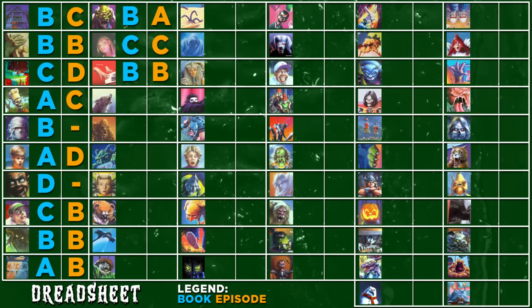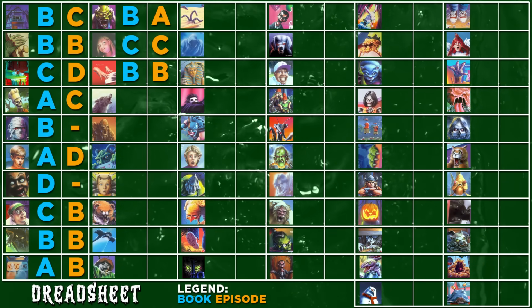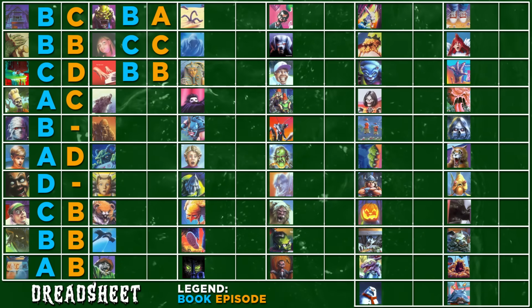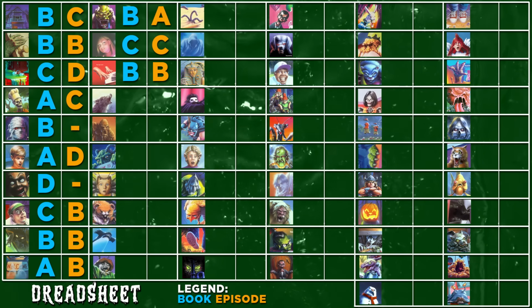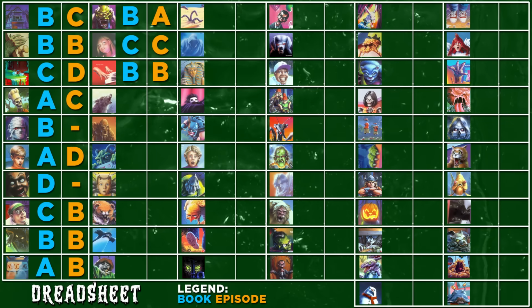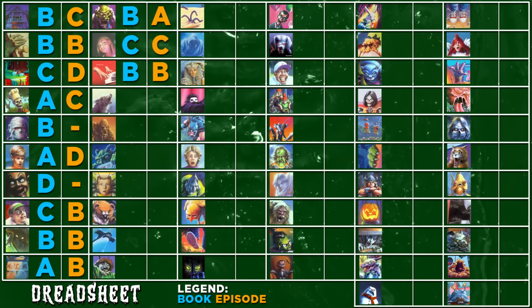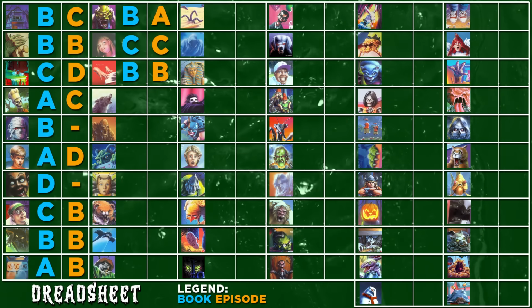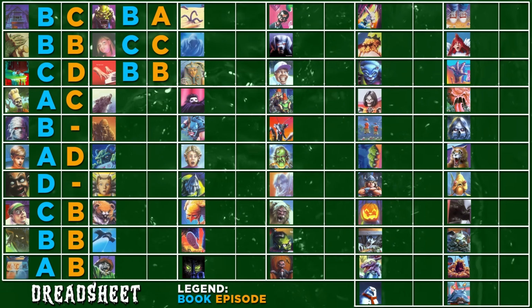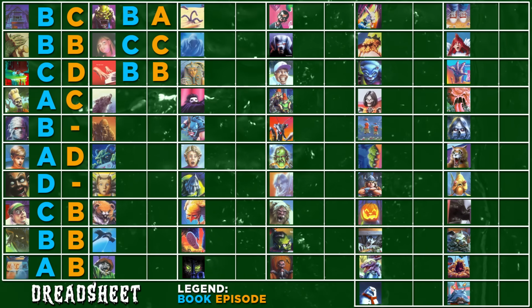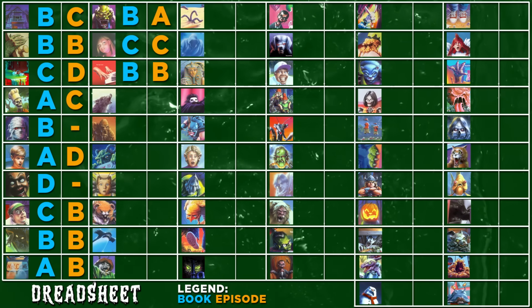With that, it's time to check in with the Dread Sheet, which is a table of all the grades so far. Out of 13 books and 11 episodes, the average book grade is a C+, and the average show grade is a C-. So I guess that means so far we're keeping things pretty evenly mixed, with the books scoring slightly higher than the episodes, which I don't think should surprise anyone.